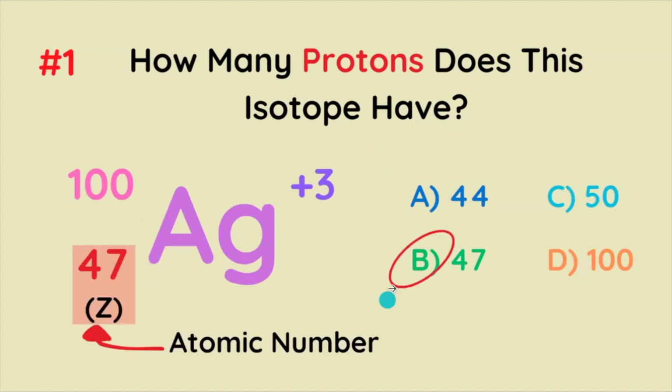Very simply, the number in the bottom left corner of the isotope notation is the atomic number, otherwise known as the number of protons. So 47 protons is our answer.